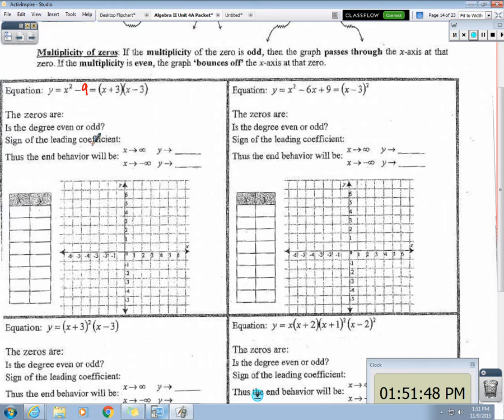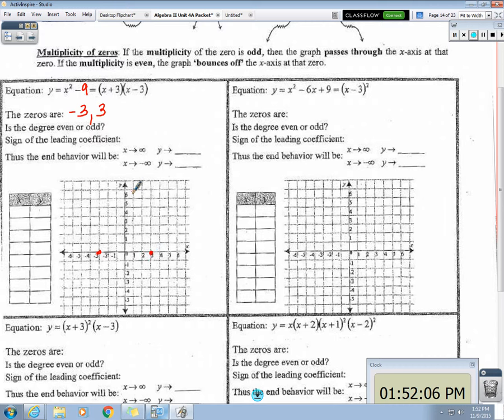Okay, so this time we have how many zeros? 2. Why is that? Right, it's quadratic, degree 2. What are those zeros? Okay, zeros are also x-intercepts, so we can go and plot them.